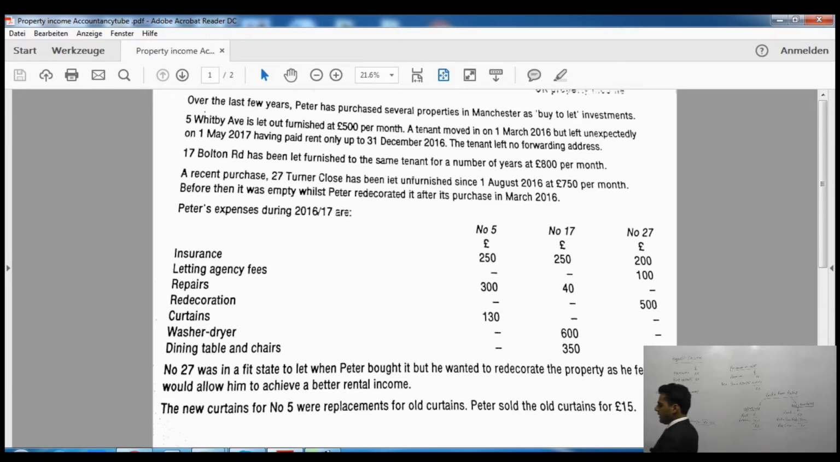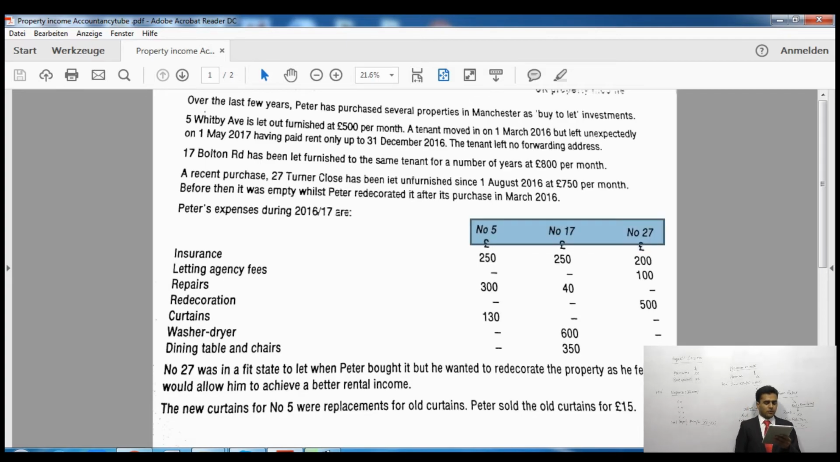Now this shows that he has 3 properties, and we can write them down as number 5, number 17 and number 27. Now he has 3 properties and he was receiving some rent. Alright, now he did some expenses.